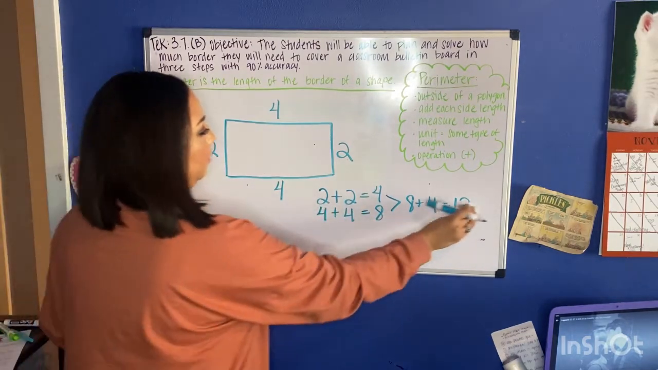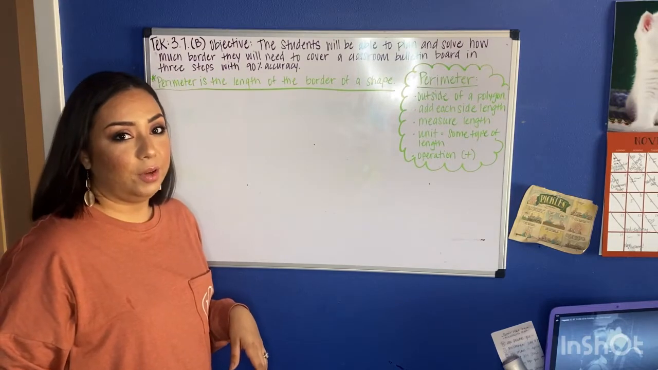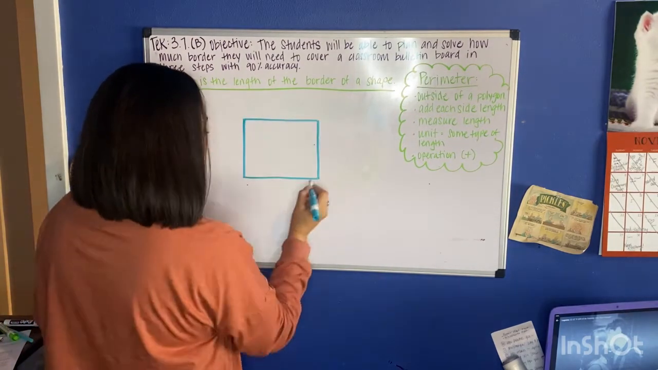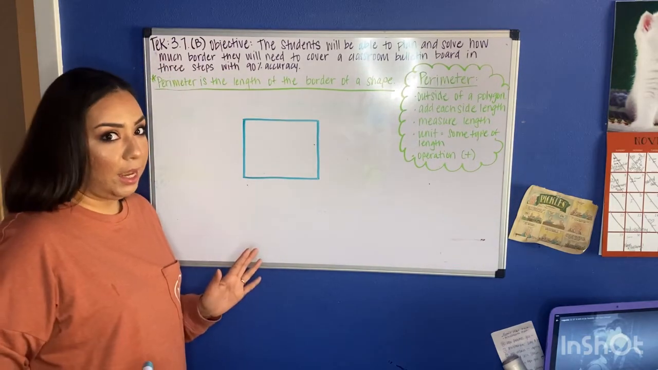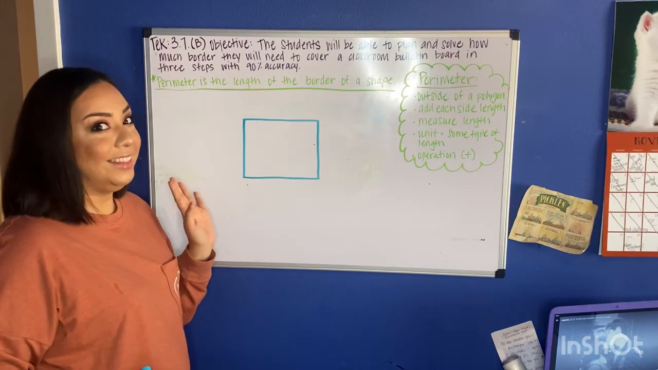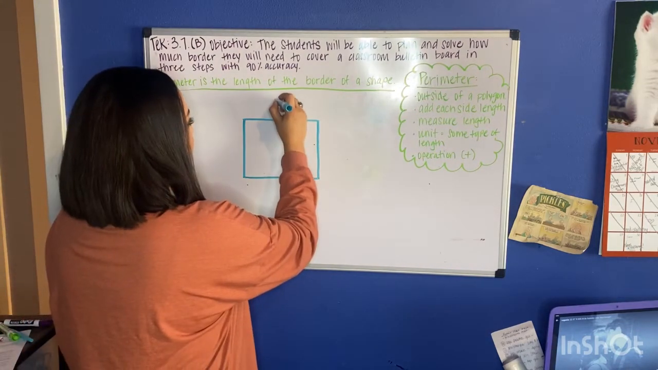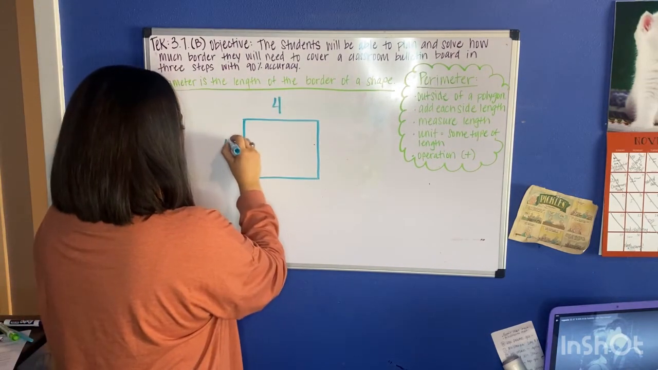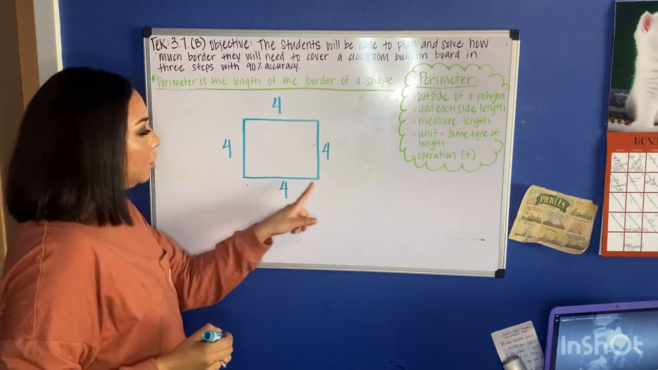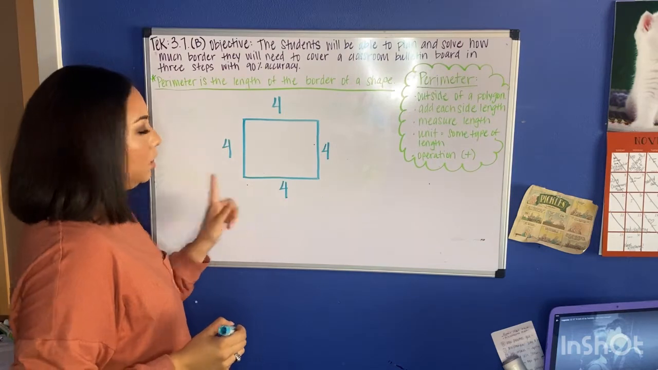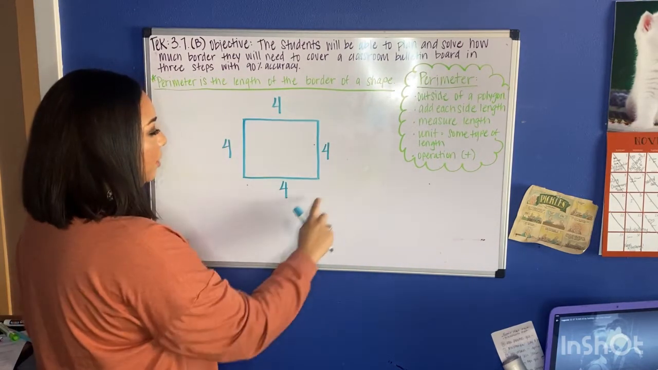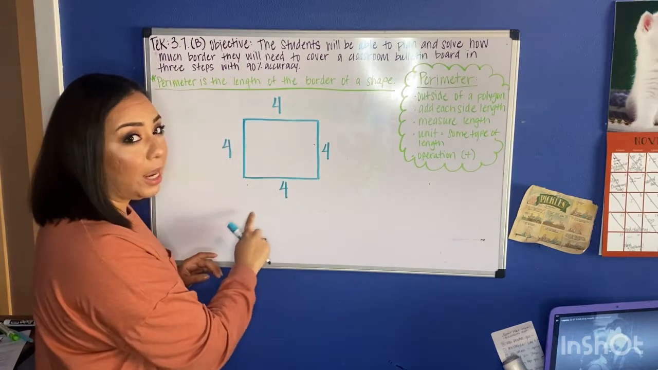Let's try another one. The next shape we're going to do is a square. See how perfectly I can draw it? There's our square. The sides of a square. We still have the 4 sides. Are they all equal? Yes. So let's say that we have 4, 4, 4, and 4. So each length equals 4. How are we going to find the perimeter? We have to find the perimeter of the whole shape.